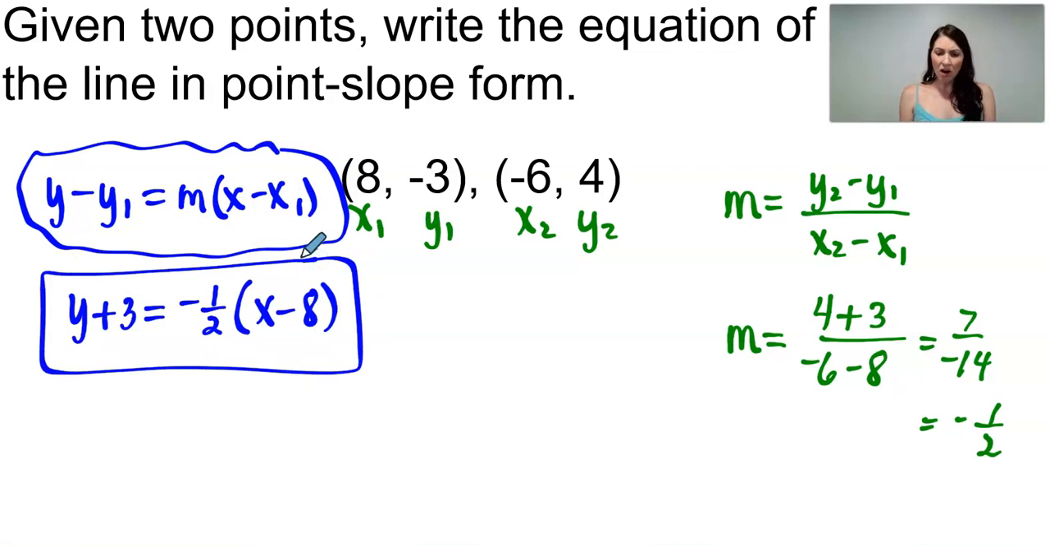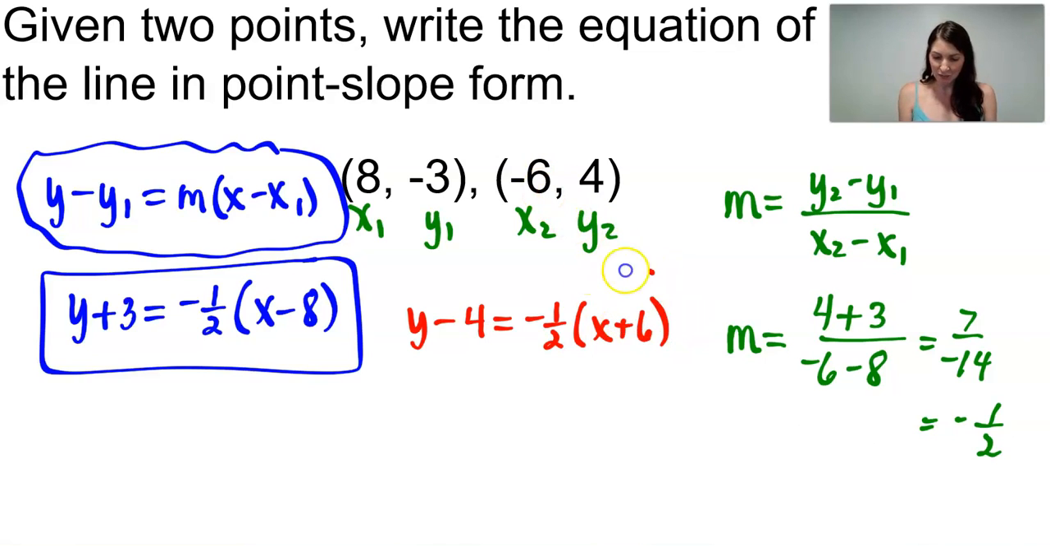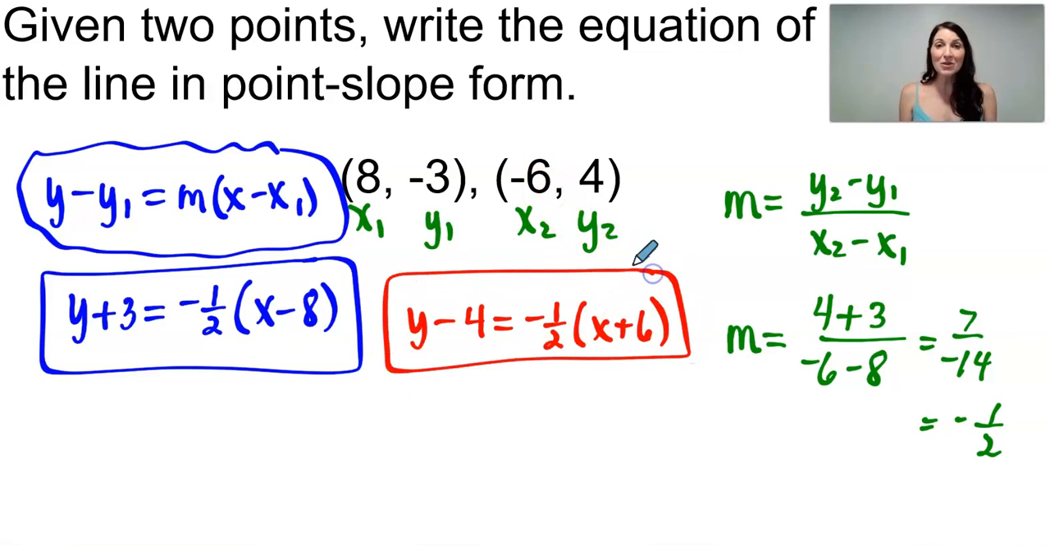But you may be wondering, oh, I used the point -6, 4. Am I wrong? And the answer is absolutely not. It turns out there's 2 possible answers for this one. Your other answer could be y minus y2 equals the slope that we found times x minus -6, which will change to plus. This one is also correct.